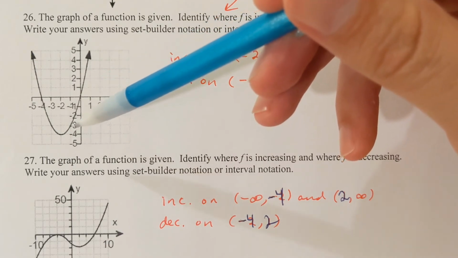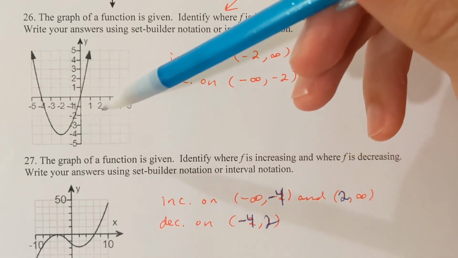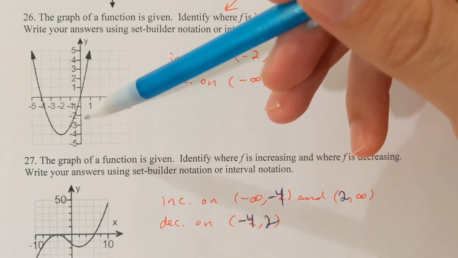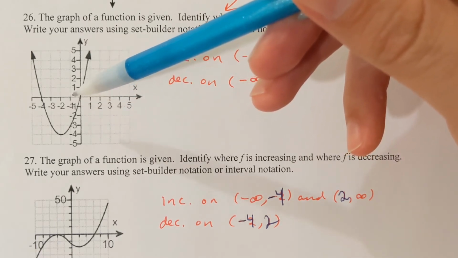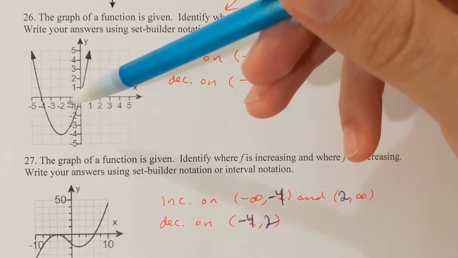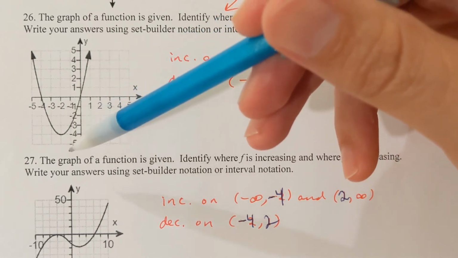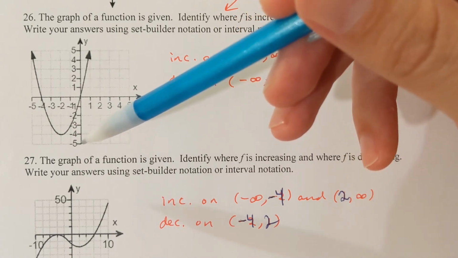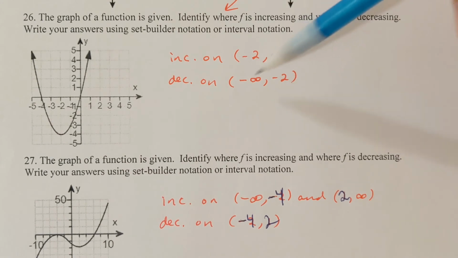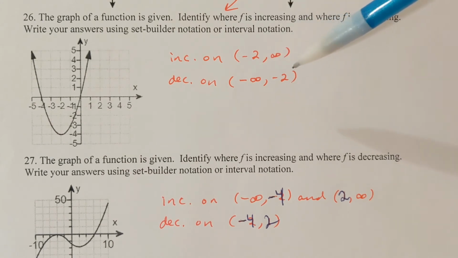Now, notice how the y values have nothing to do with anything. The fact that I'm going through negative 2, negative 4 is irrelevant. I could be going through negative 2, negative 8, or negative 2, negative 17. It would not have any effect on my answers. Okay.